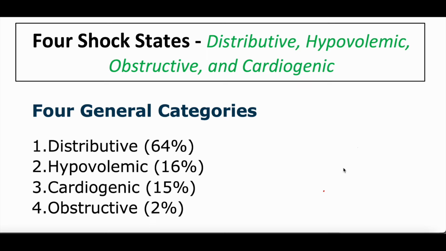Interesting topic today, and that is the four shock states: distributive, hypovolemic, obstructive, and cardiogenic. We're going to dive into these four shock states, into understanding them, the pathophysiology, the management, the different causes within each category. But to do that, we're actually going to use a framework that we introduced in the first video in this series. We're going to link it in the video description.